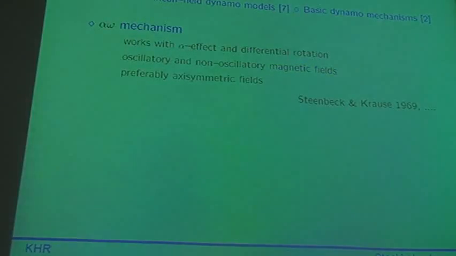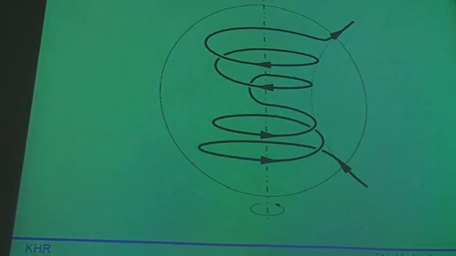Alpha omega. Then I should first explain this. Assume you have differential rotation. There is a conducting body, a non-conducting space outside, and this body rotates differentially.